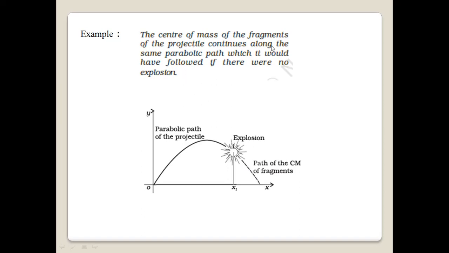The center of mass of the fragments of the projectile continues along the same parabolic path which it would have followed if there were no explosion. Even if there was no explosion, the projectile would have followed the same path. In spite of the explosion also, the fragments follow the same path because the explosion has taken place due to internal forces and not due to external forces. Only external forces can deter the projectile from its path.